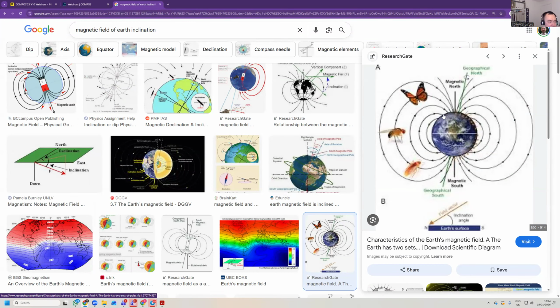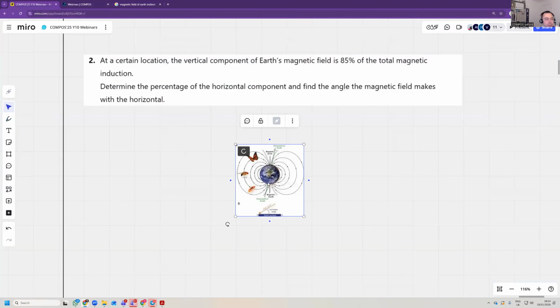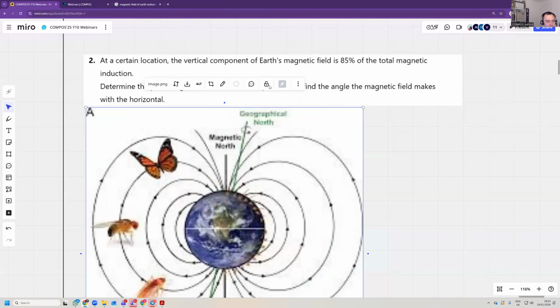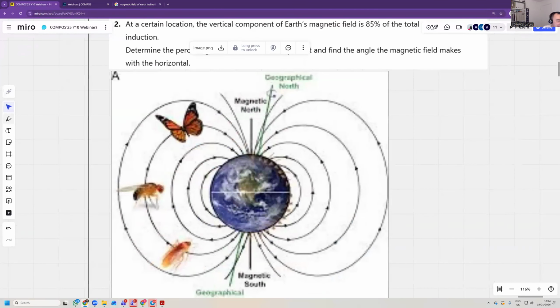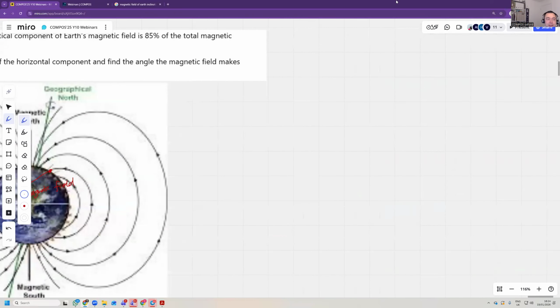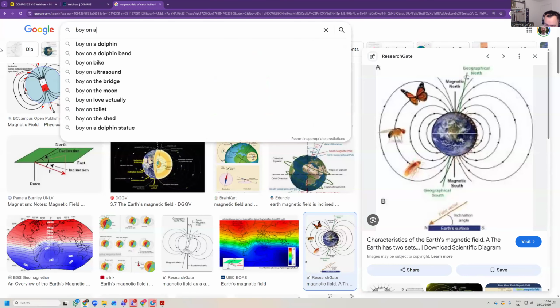Not sure what this picture is referring to, but we'll just use that. And so if this is the planet Earth and you're standing here, you can see that the magnetic field is actually pointing somewhat that way. So magnetic field. So if you're standing, where are you standing? On a street.